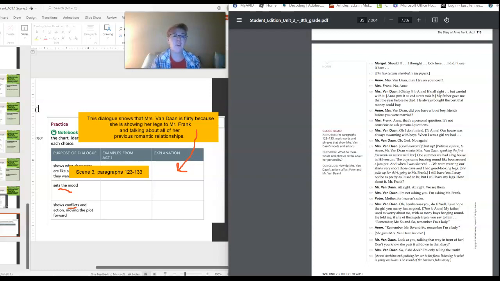So that's how you do that chart. And yes, we will be checking the chart, and yes, it is a grade. So work on this, and we'll see how you do. Thanks.